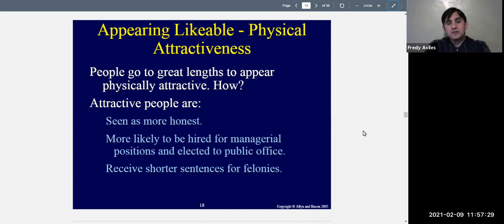They're more likely to be hired for managerial positions. They're more likely to be promoted and elected to public office. Attractive people are given all sorts of things. They're just more likely to get a job in general, more likely to get a date, more likely to be elected to public office, more likely to be promoted, more likely to be the boss or whatever it is. And they even receive shorter sentences for felonies, right? That's awful, but it's true. Attractive people are less likely to get a long sentence, less likely to be thrown in jail to begin with or in prison.